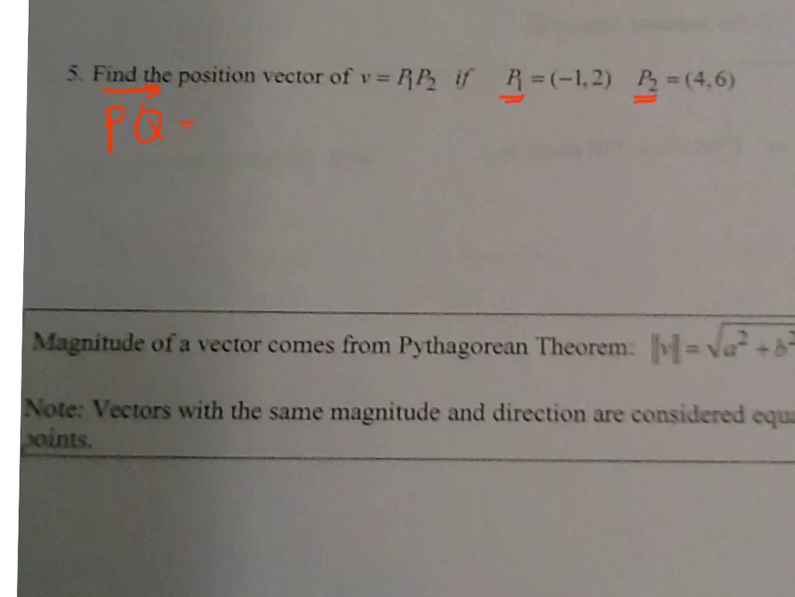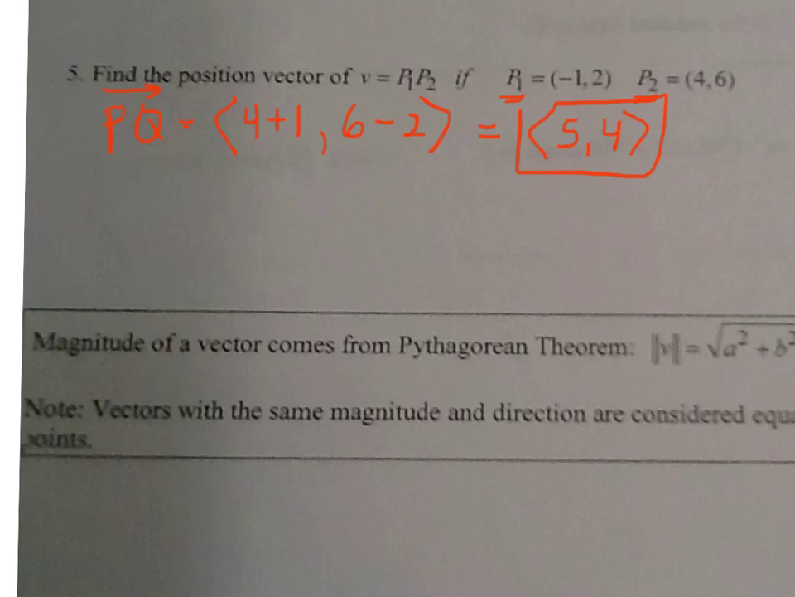So if I'm doing the PQ and I follow what the formula says, I'm going to do the x-coordinate of the second point minus the x-coordinate of the first, just like slope, and then the y of the second one minus the y of the first. So the position vector in this new notation would be 5, 4.